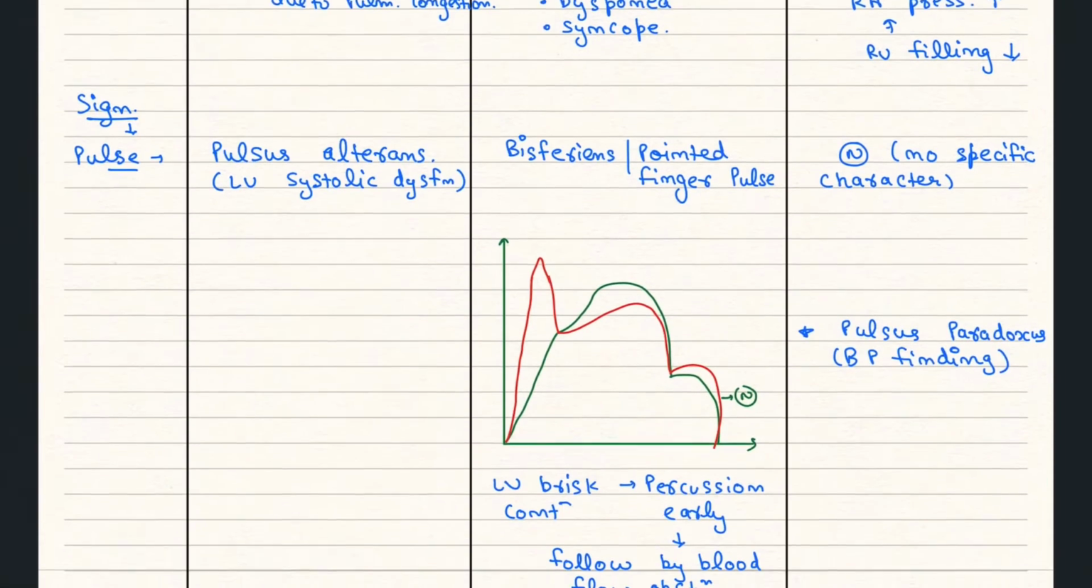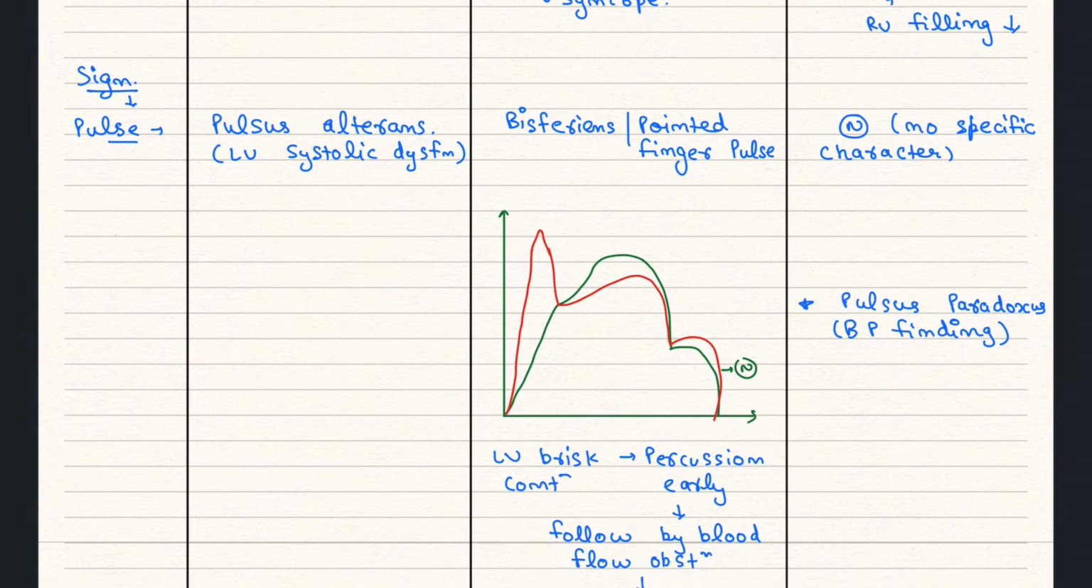Okay, in signs we will talk about the pulse, apex, these kinds of things. In pulse it is pulsus alternans in dilated cardiomyopathy. What is pulsus alternans? Pulsus alternans is the alternation in the pulse amplitude which commonly occurs in left ventricle systolic dysfunction. While in hypertrophic there is a bisferiens type of pulse, that is double peak appearance of the pulse, while in restrictive there is no specific type, only pulsus paradoxus can occur.